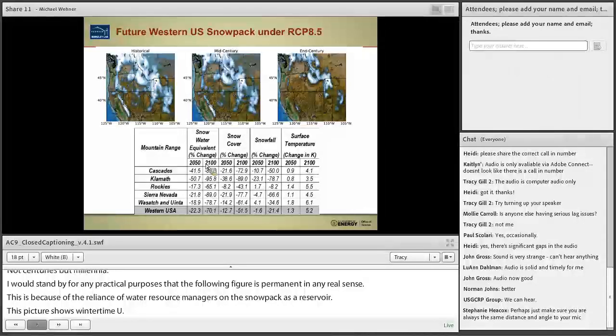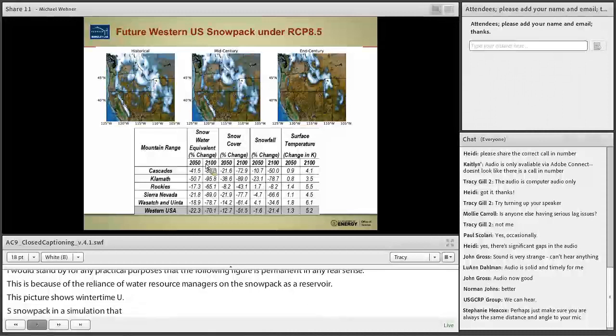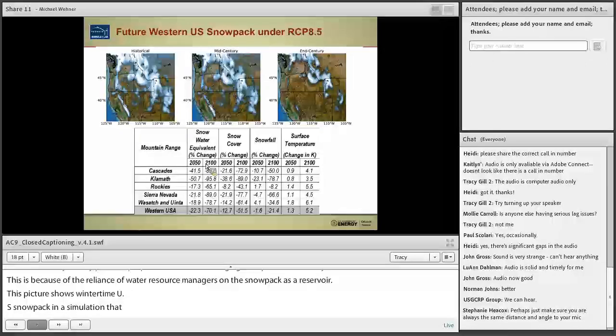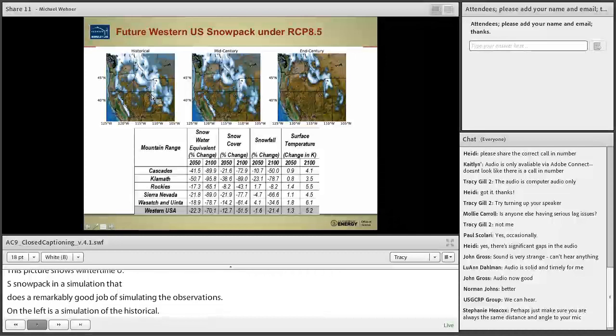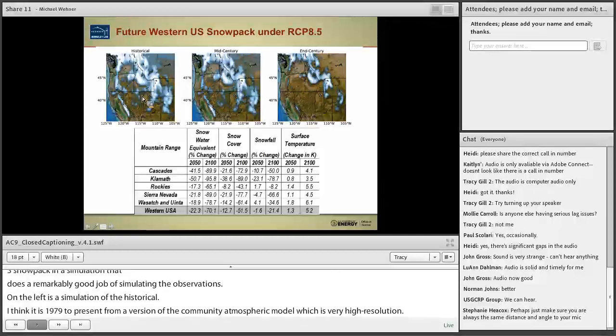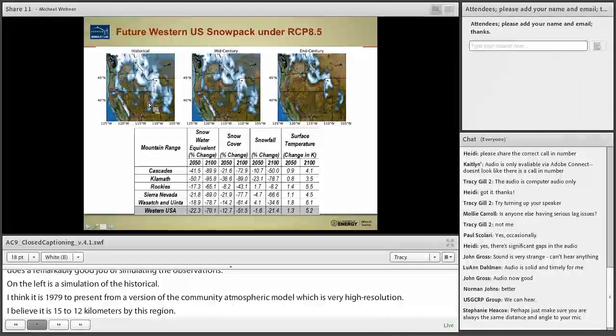On the left is the simulation of the historical period, I think it's 1979 to present, from a version of the community atmospheric model that is very high resolution. I think it's 15 or 12 kilometers in this region. And the student who did this, it was part of his PhD thesis, Alan Rhodes at the University of California, Davis, looked at a number of models. This was the one that did the best job in reproducing the observations.